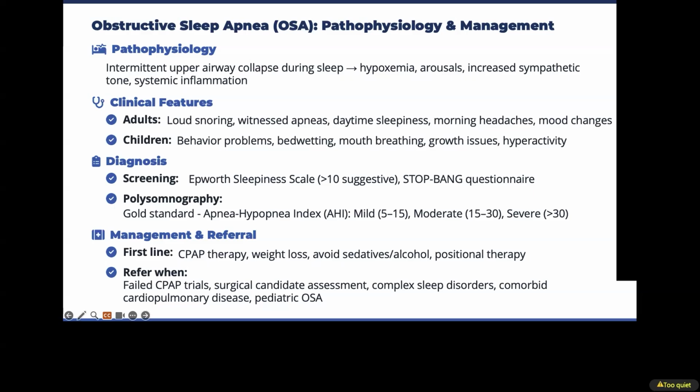So the screening tools here include things like the Epworth Sleep Scale. There's a STOP-BANG questionnaire, simple but sensitive for detecting risk. The gold standard, though, for diagnosing obstructive sleep apnea is the polysomnography. That's the overnight sleep study that measures the apnea-hypopnea index. If you have 5 to 15 events an hour, that's mild, 15 to 30 moderate, more than 30 per hour, that's considered severe. First-line management is CPAP. You want to avoid sedatives and sedative hypnotics. Sometimes you may give a stimulant during the day.